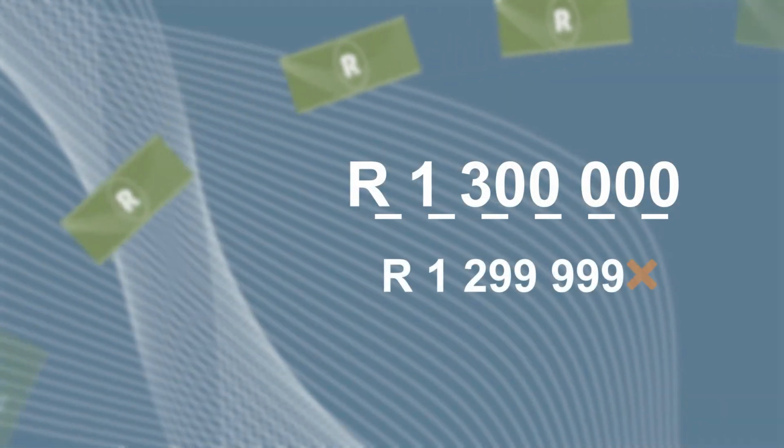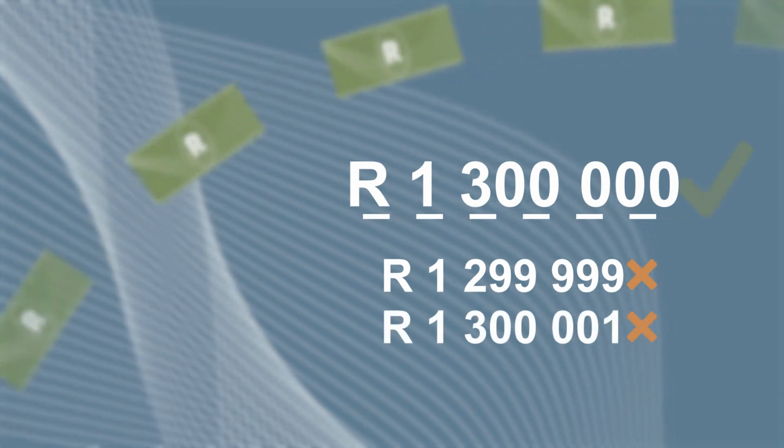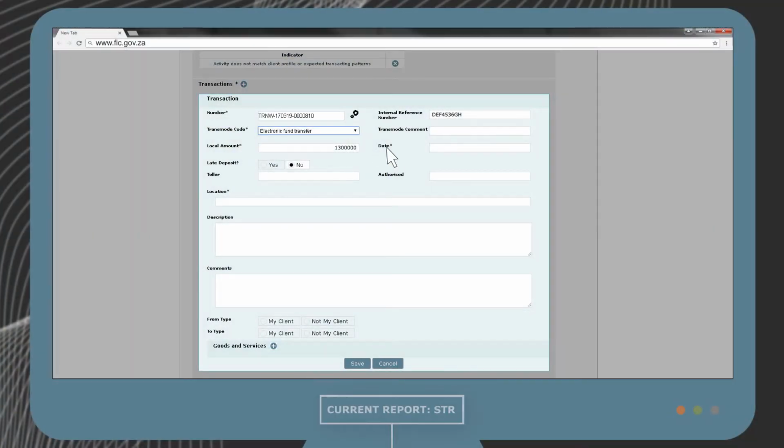It is very important to capture the transaction amount, excluding decimal values. The date field refers to the date when the transaction took place. If applicable, you can add the teller's name and who authorized the transaction. The location field is where the actual transaction took place.